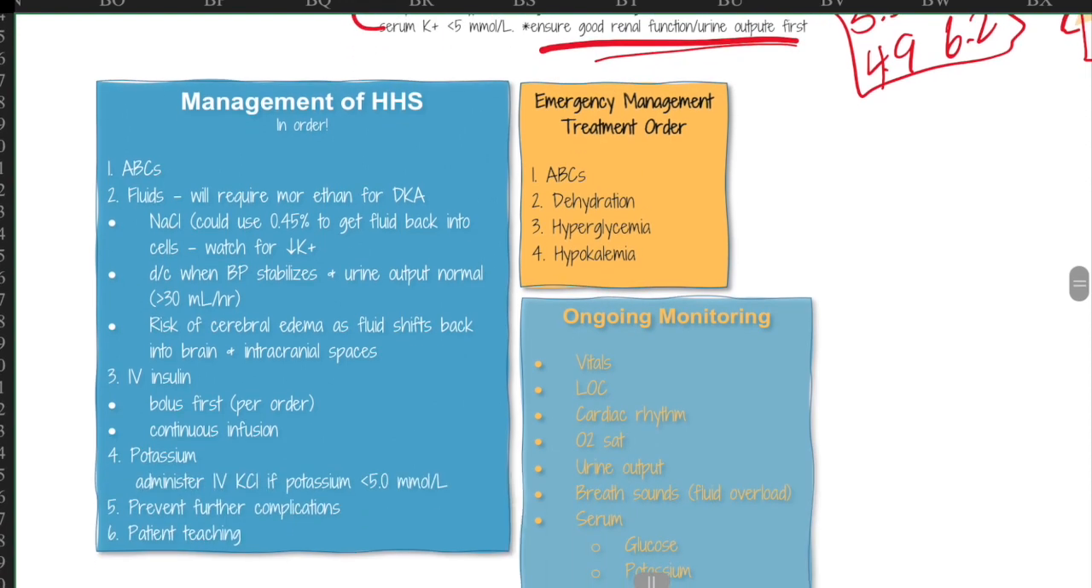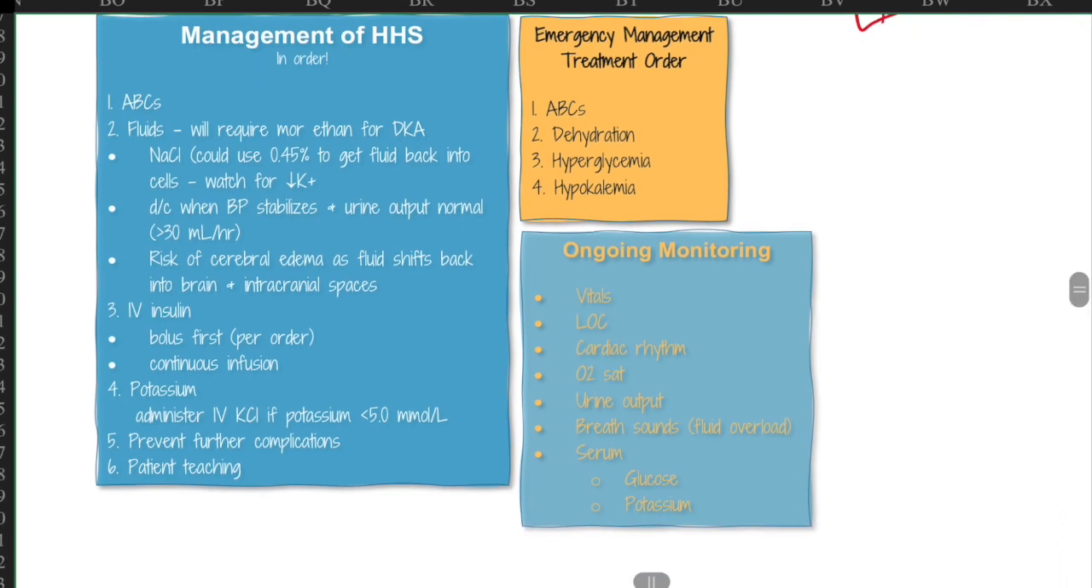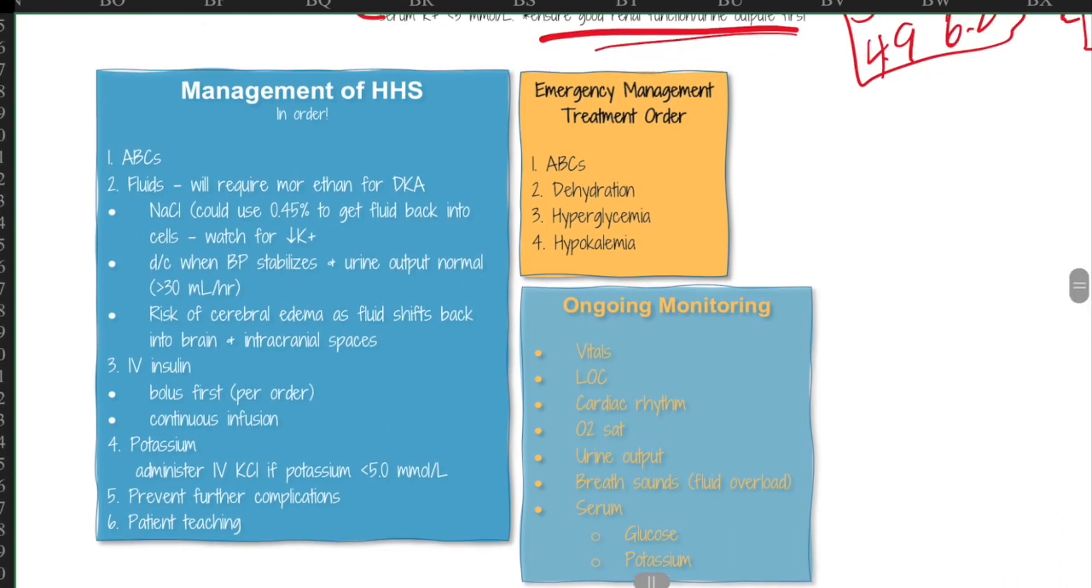So just really, really quickly before we go on, let's talk about the management first quickly, and then I want to compare the two, DKA and HHS, one more time, just so that you get everything and you don't miss this on a test. Definitely going to show up. So when we're managing HHS, very, very similar to DKA. What's the big difference here?